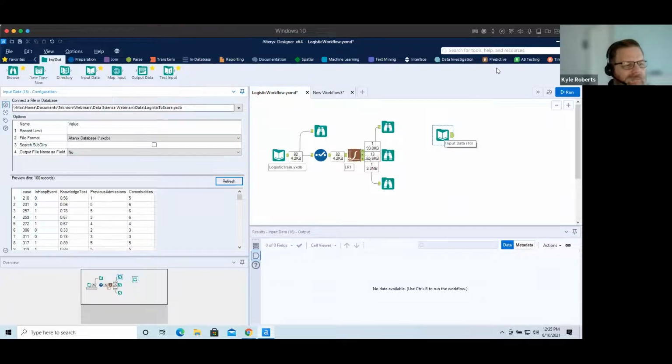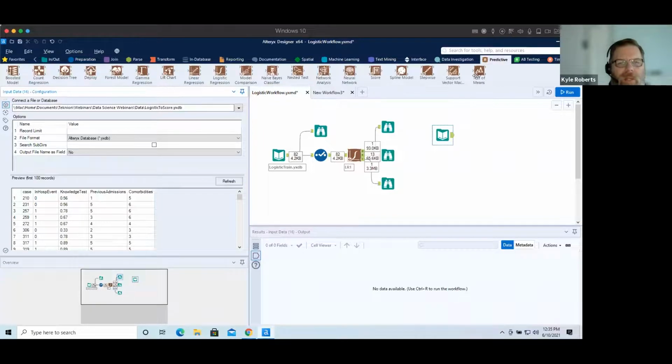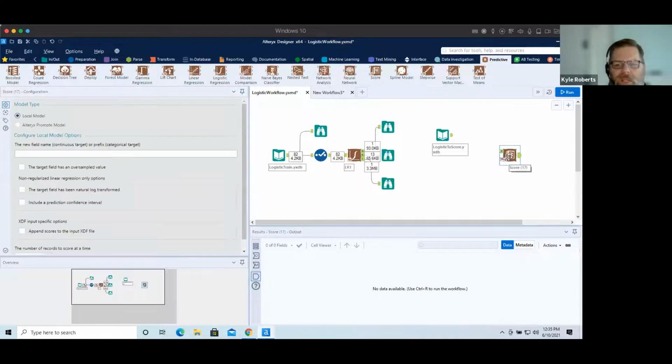of being readmitted. Okay, so I'm going to go back to my predictive tab, and there's this button here called score. I can pull that down onto the canvas, and you'll see that score has 2 input anchors, a D and an M. The D stands for data, meaning that's the new data that you want to score. And the M stands for model. That's where we're going to get the input from the previous logistic regression.